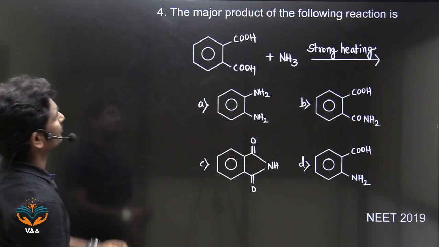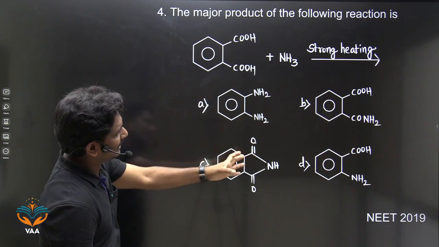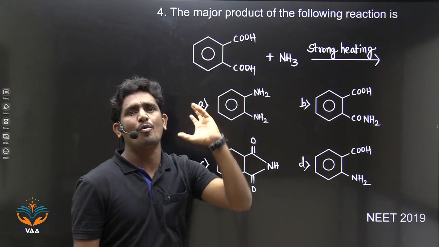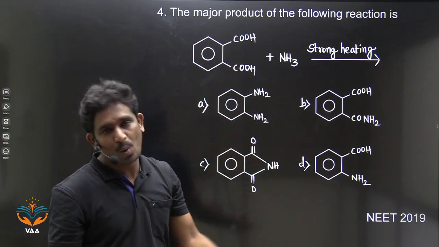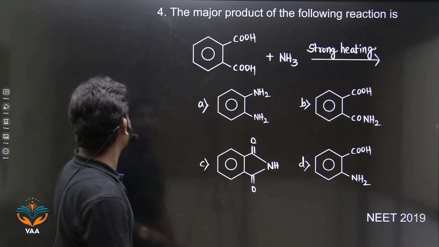Okay, next one. The major product of the following reaction is? So what will you get here? What is given? Phthalic acid is given, and what is added here? Ammonia is added, and we are heating strongly. So what can we get here?